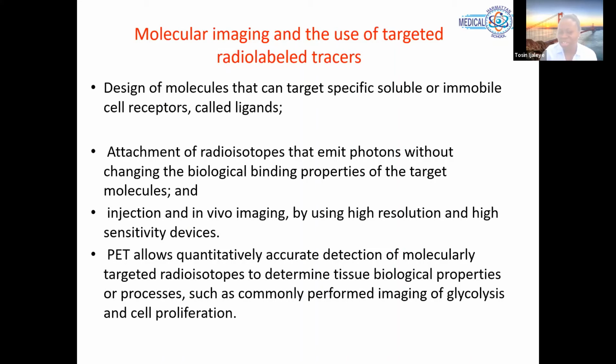The final stage is the injection and in vivo imaging using high resolution and high sensitivity devices, such as optical imaging, ultrasound, SPECT, and PET. PET also allows us to quantitatively and accurately detect the molecular target of radioisotopes, which determines the tissue's biological properties and processes. Commonly, it helps us to assess glycolysis or cell proliferation. It also involves tomography.